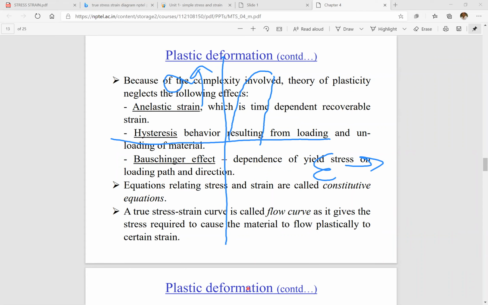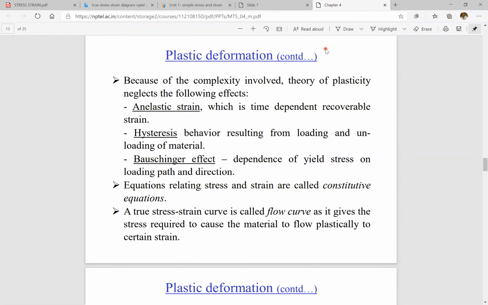See this. Bauschinger's effect. What is that Bauschinger's effect? The dependence of yield stress on loading path and direction is called Bauschinger's effect. Sorry, this is removed. Okay. Is the screen visible?